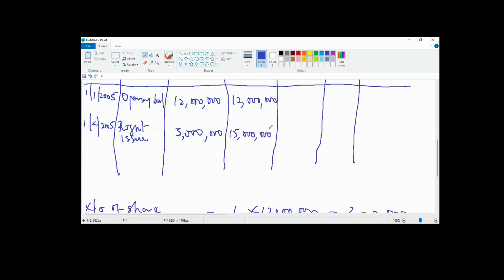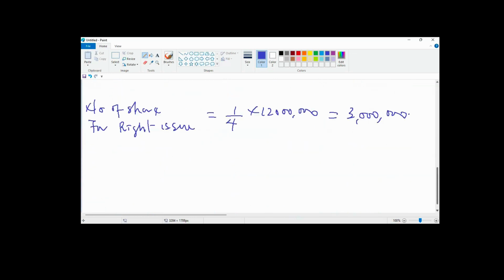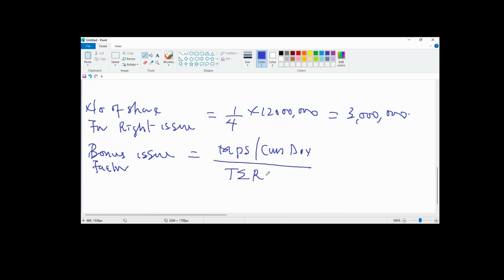I need my bonus issue factor. That's a bonus issue, which is equal to the market price. Don't forget the cum market price, divided by the theoretical ex-rights price. What is the market price? 15 naira, all over the theoretical.